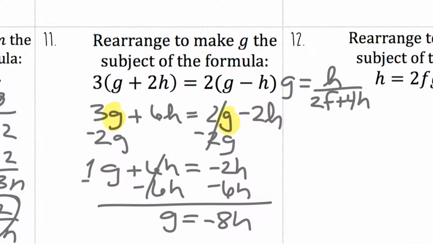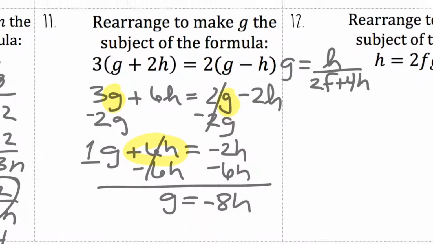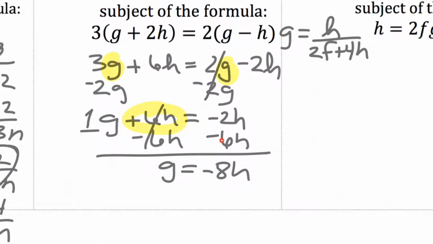So I didn't write the 1 there, but you can if you want to. And then I have 1g plus 6h equals negative 2h. I don't want this plus 6h here, so I need to get rid of it by doing the opposite. So subtract 6h from both sides. Here we get a negative 8h.